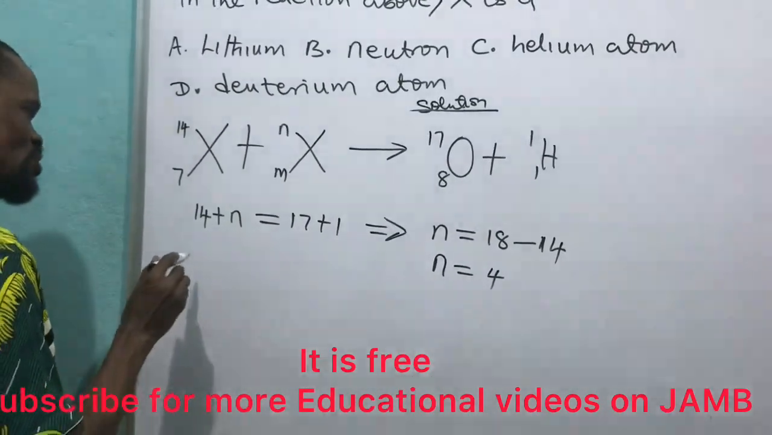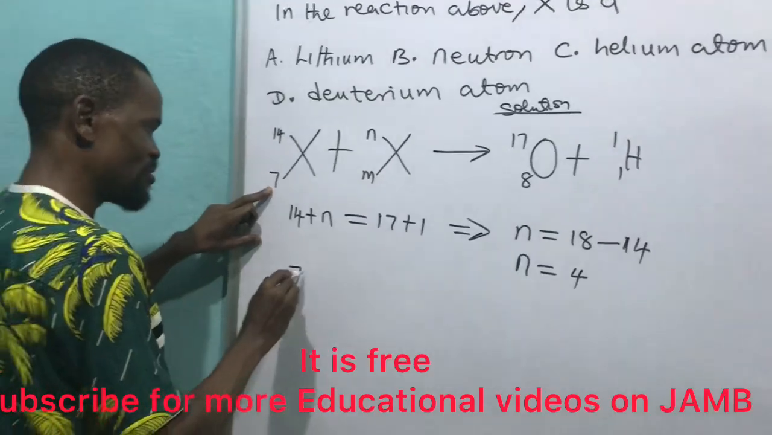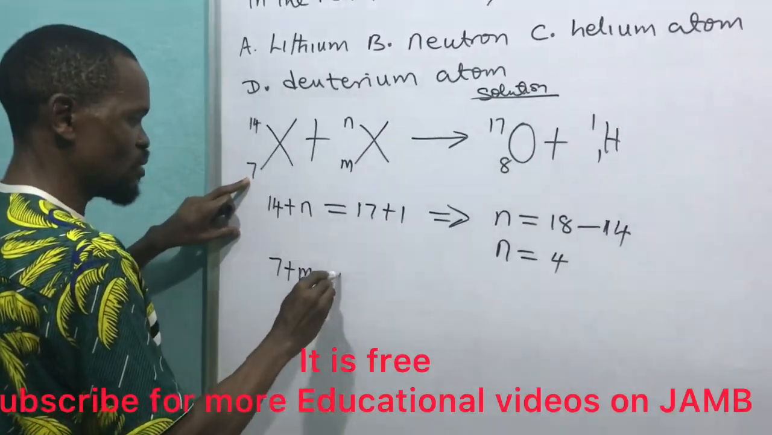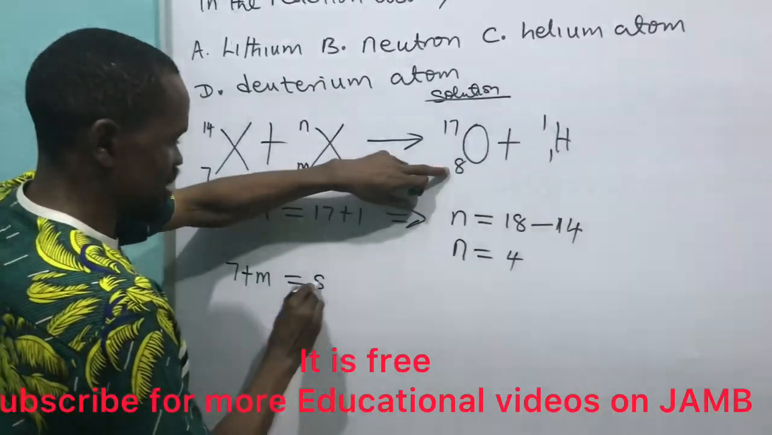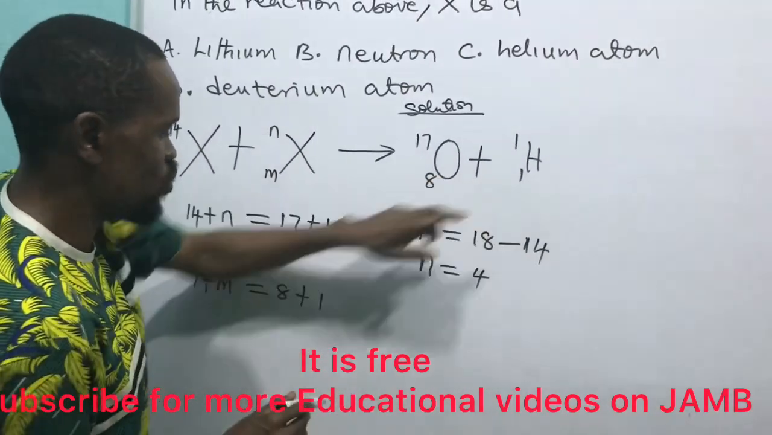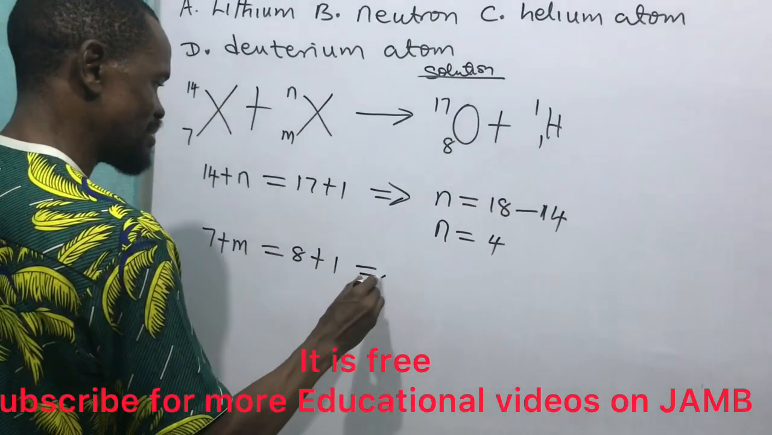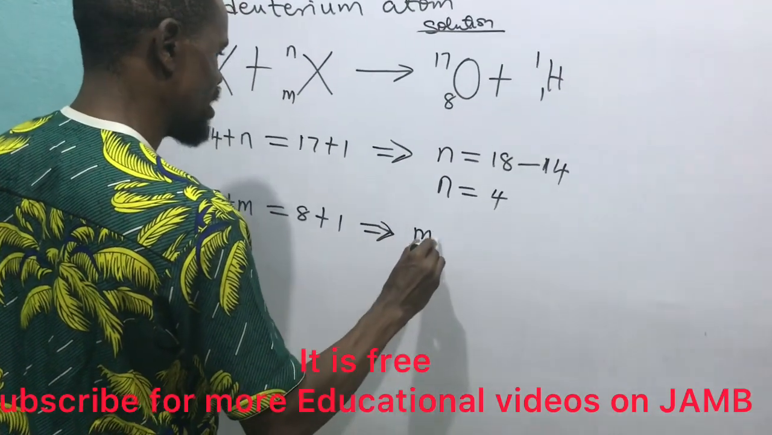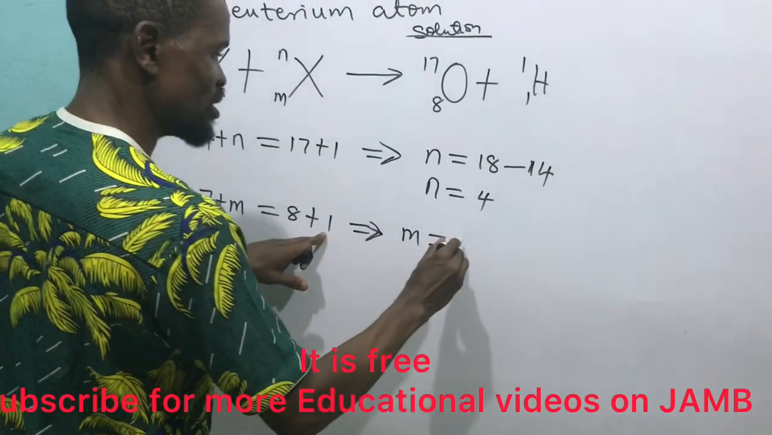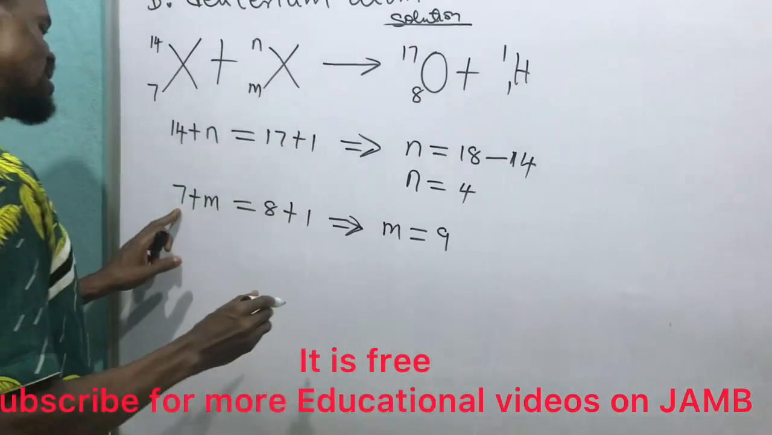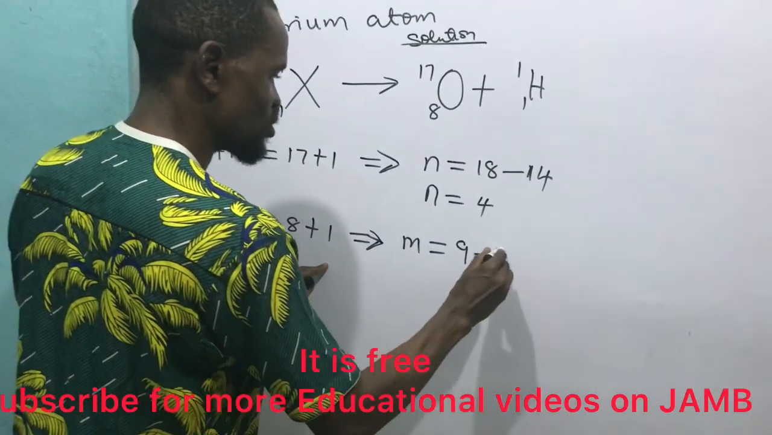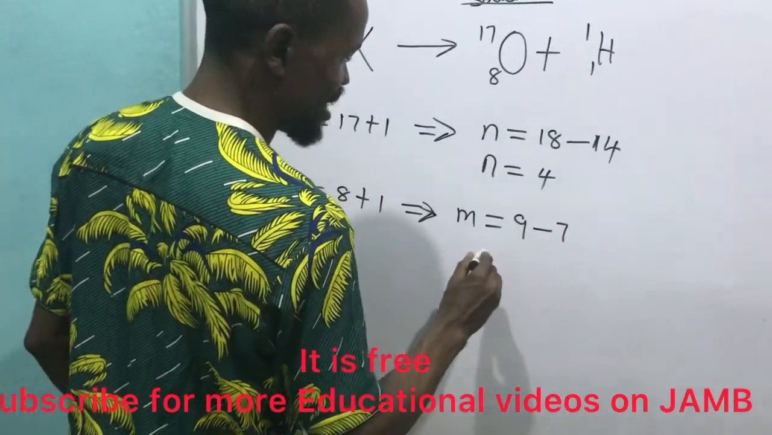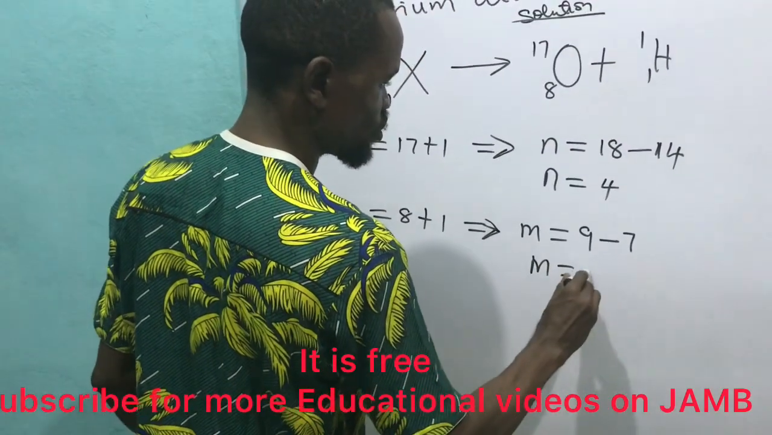I go back again to the 7. 7 plus M is equal to 8 plus 1. Making M the subject of the formula, I have M is equal to 8 plus 1, which is already 9 over here. This 7 coming over here will be minus 7, and I will have that my M is equal to 2.